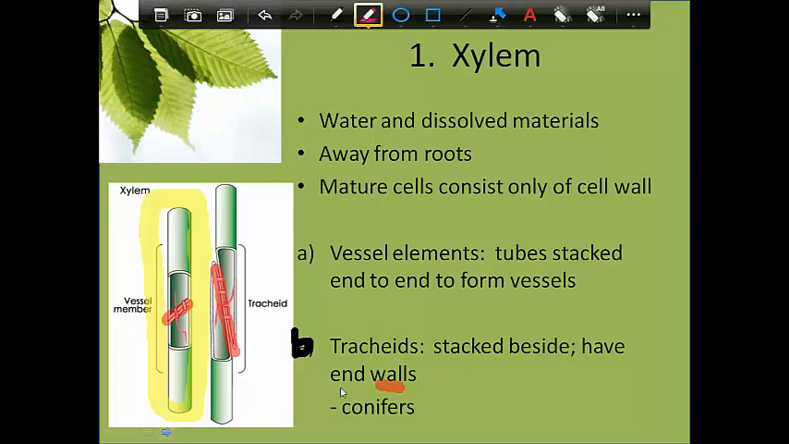And this is specific to conifers, which we just talked about earlier in the week. So the xylem in conifers is a little bit different than that in other trees, in that they have more of these tracheids than other trees do.